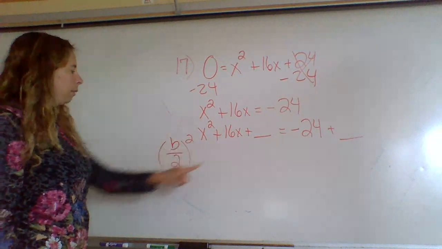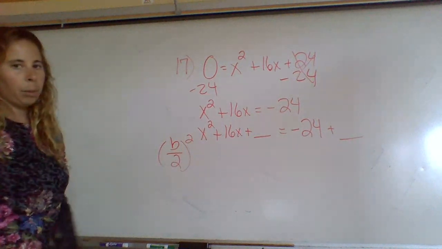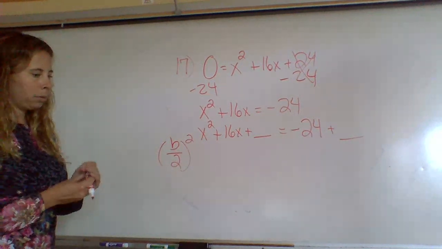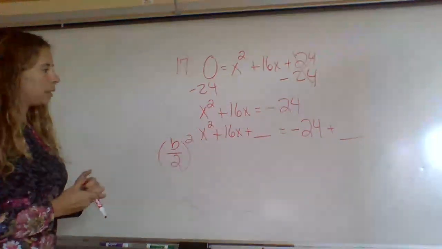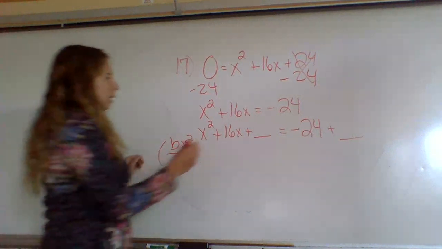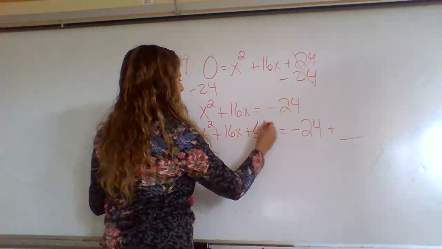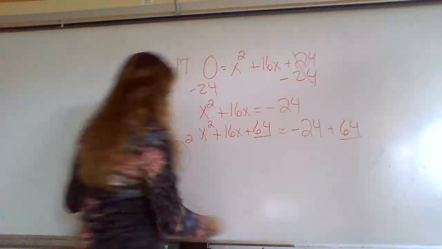So 16 is b. So 16 divided by 2. What's 16 divided by 2? It's 8. And then 8 squared. So 8 squared, 8 times 8 is 64. Make sure you add it on to both sides. Okay.